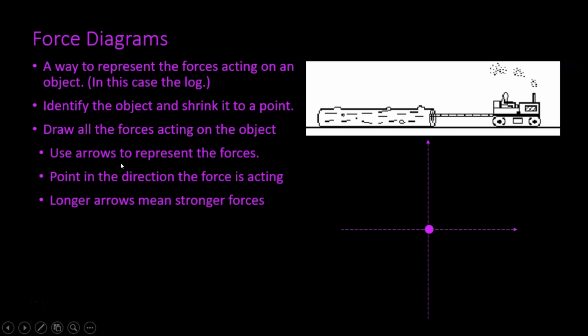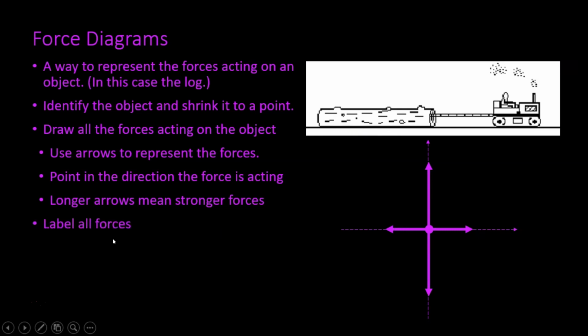Next, we want to draw all the forces acting on the object. And to do this, we're going to use arrows to represent the forces. The arrows are going to point in the direction the force is acting, and longer arrows mean stronger forces, and of course shorter arrows mean weaker forces. So we know there's a force pulling down towards the center of Earth. We also know that the ground is pushing up on the log. We can see from this picture that there's a force, the rope, pulling the log to the right, and we know that the ground is causing friction, hindering that motion, so it is pushing to the left.